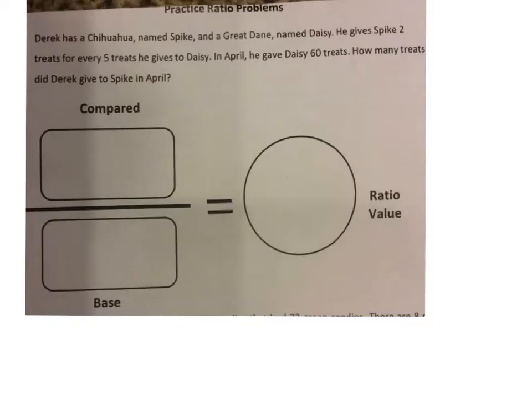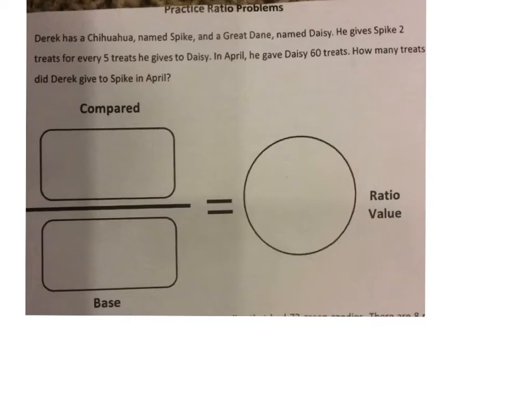Okay, our next problem says Derek has a Chihuahua named Spike and a Great Dane named Daisy. He gives Spike 2 treats for every 5 treats he gives to Daisy. In April, he gave Daisy 60 treats. How many treats did Derek give to Spike in April? So our first rule is D, discover. We just read it. We need to discover the problem type. So we want to always retell our question.